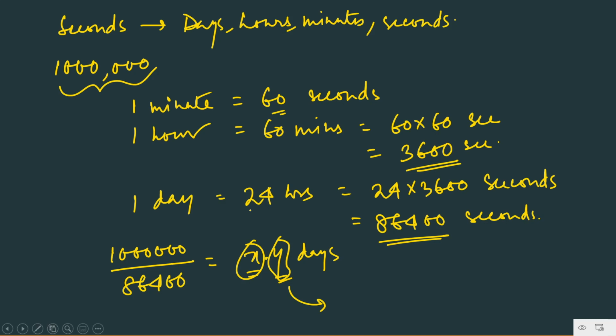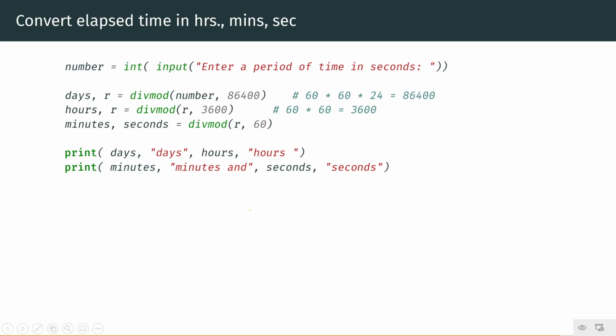So here's how we do it. We get a number from the user: enter a period of time in seconds. The user enters some period of time, and we save it in the variable number, right? And then I'm using divmod, but you can use the modulo and the division. We divide the number by 86400, and we find the quotient and the remainder.